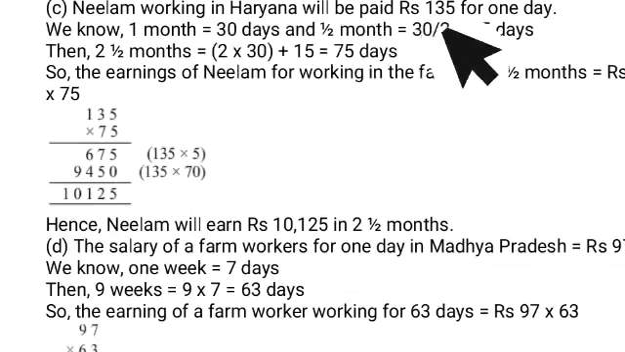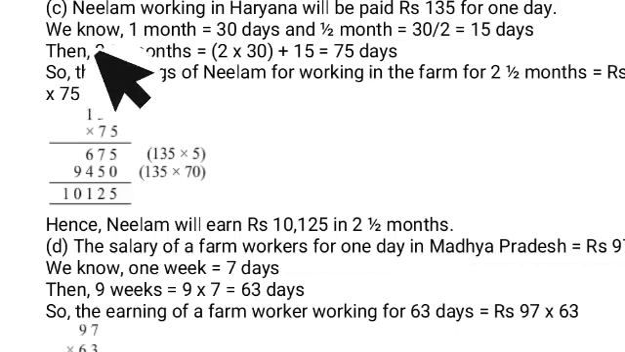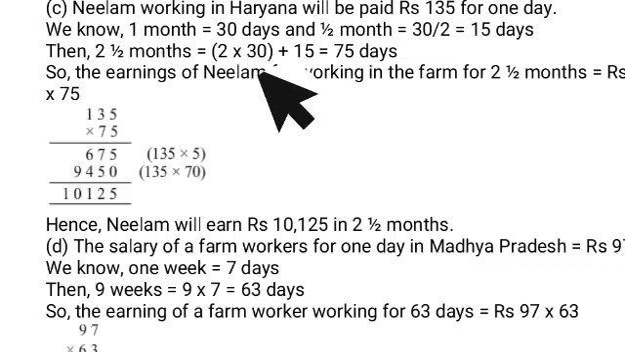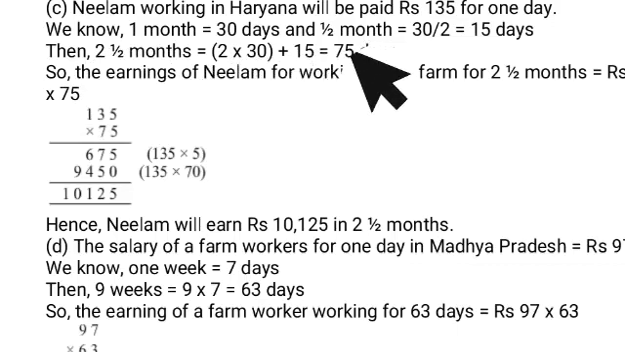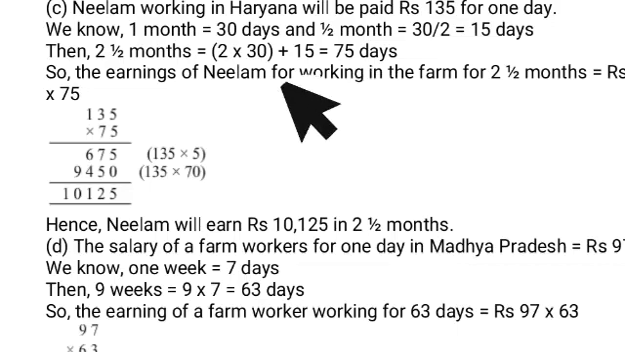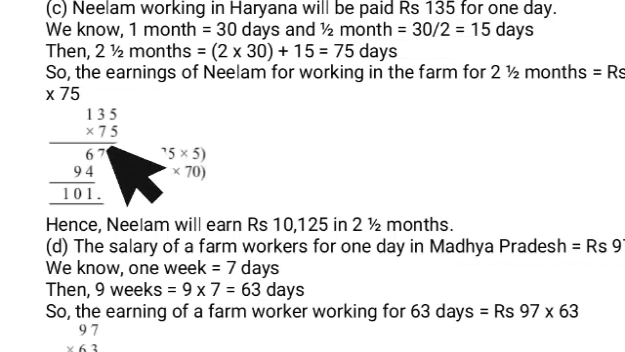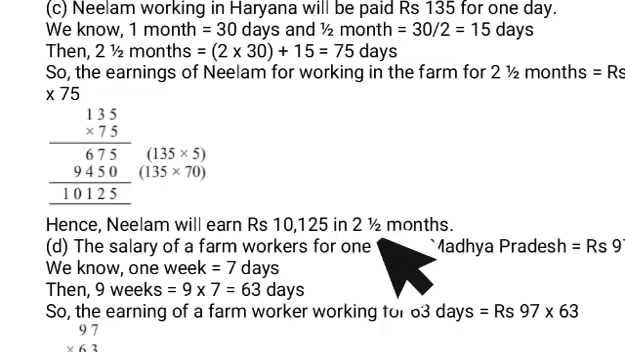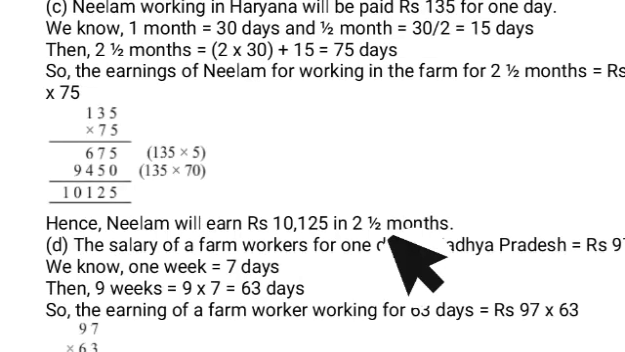Neelam, working in Haryana, will be paid rupees 135 for one day. For 1 month we have to find. So for 1 month, how many days? 30 days. So half month means 15 days. So 2.5 months means 2 multiplied by 30 plus 15. So the total is 75 days, because we are finding for 2.5 months. 2 months means 60 days plus 15 days means 75 days. So rupees 135 into 75. So we come to know that Neelam will earn rupees 10,125 for 2.5 months.